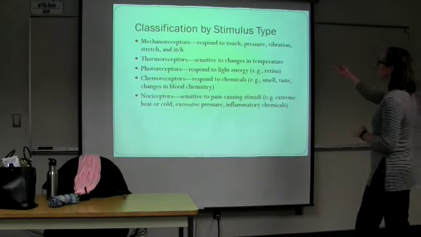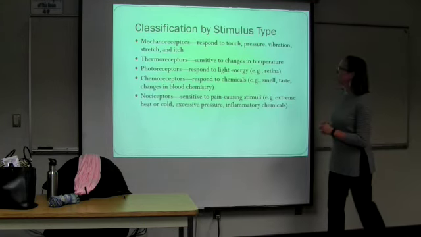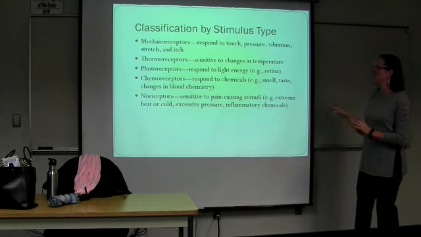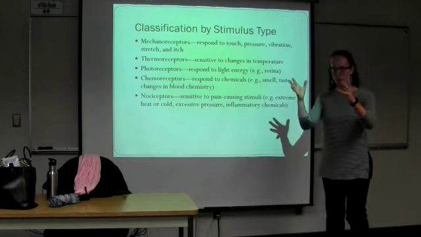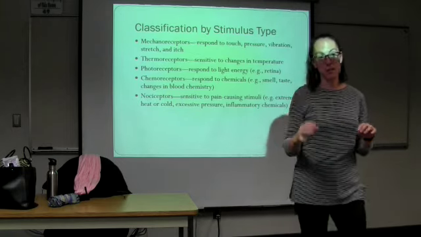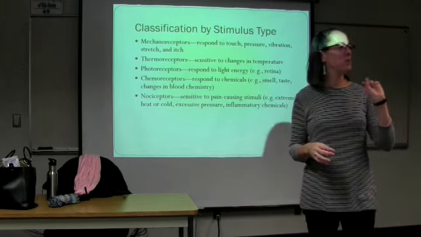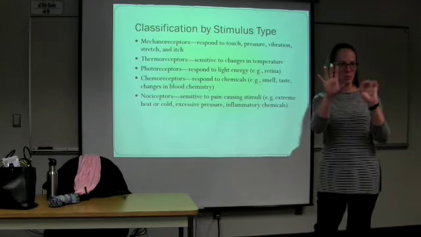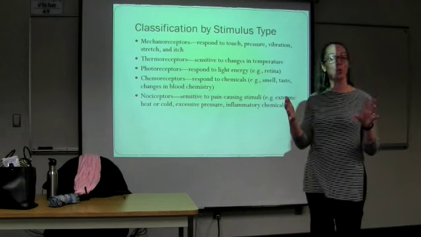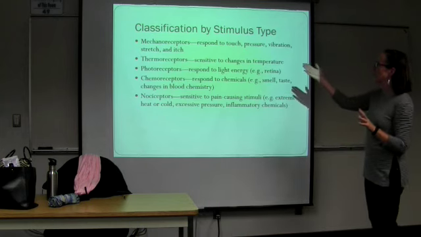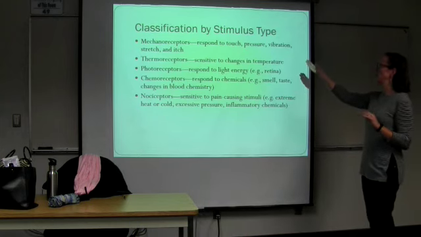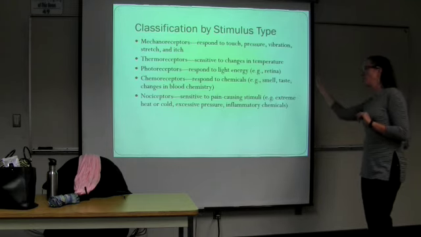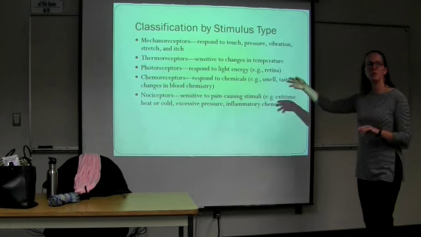Okay? So, classification by stimulus type. These are like overall groupings. I already gave you some specific examples with the thermoreceptors, the nociceptors, Meissner's corpuscles. Those are specific examples. These are like overall groupings. So mechanoreceptors respond to touch, pressure, vibration, stretch, and itch. Thermo is going to be temperature. Photo is going to be vision.